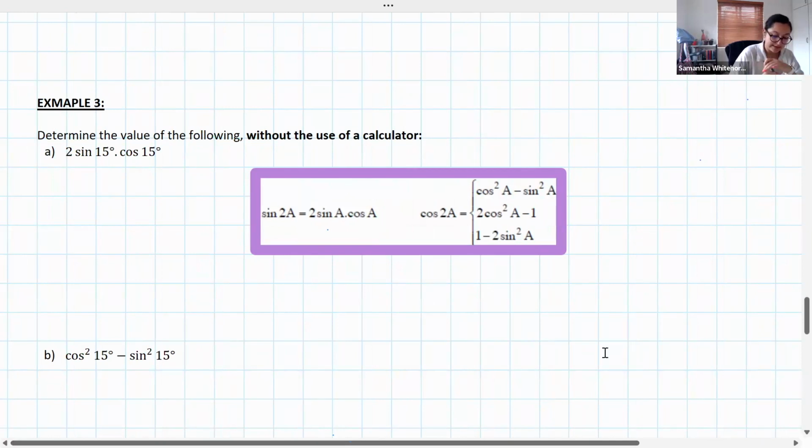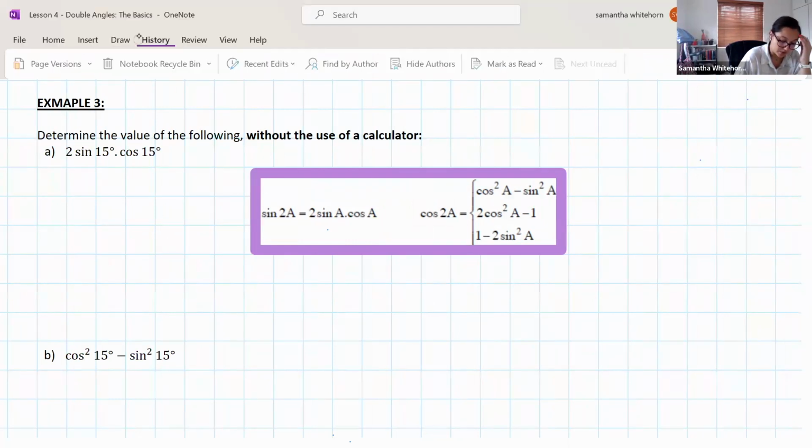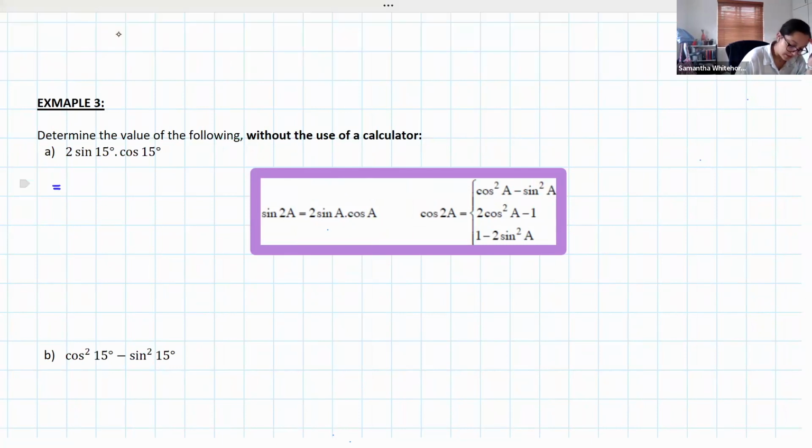Alrighty. So we can clearly see we've got 2 sine 15 times cos 15, which is clearly a sine double angle situation. So that's what I'm going to work with. The sine of the double angle means that 2 sine 15 cos 15 becomes sine of double that original angle 15. So what I'm actually working with here is sine 30.